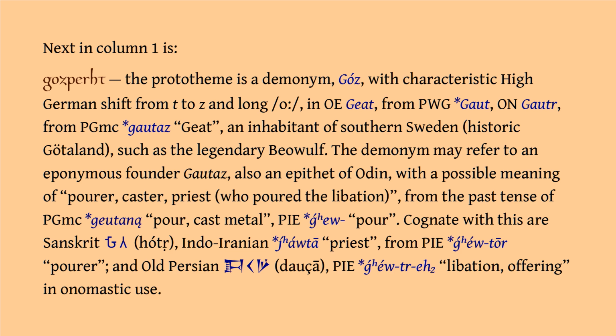The demonym may refer to an eponymous founder Gautas, also an epithet of Odin, with the possible meaning of pourer, caster, priest who poured the libation, from the past tense of Proto-Germanic geotanar, pour, cast metal, Proto-Indo-European geo, pour. Cognate with this a Sanskrit hotra, Indo-Iranian jarta, priest, from Proto-Indo-European gertor, pourer, and Old Persian daucha, Proto-Indo-European geotre, libation, offering, in onomastic use.